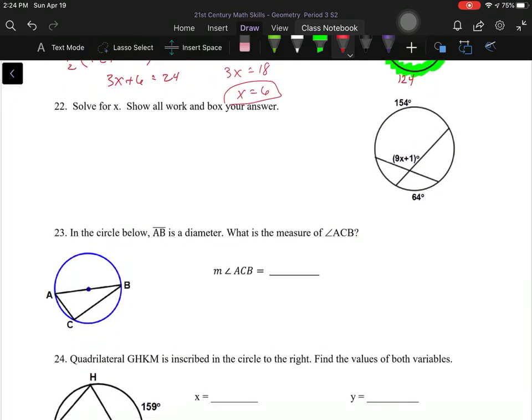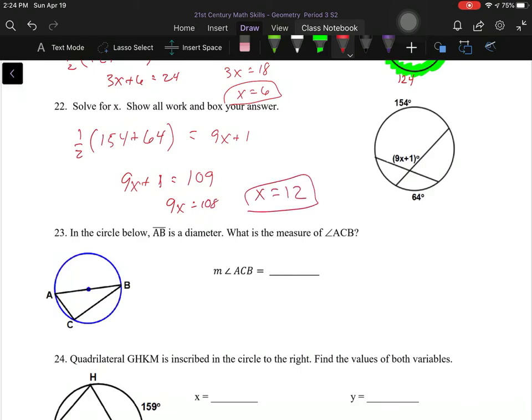All right, question 22, solve for x, show all work, box your answers. This one's a little easier because we give you the two arc measures. So half of 154 plus 64 is going to equal the angle measure, 9x plus 1. So 9x plus 1 is going to equal 109. So subtract 1. 9x equals 108. So then x is going to equal 12.